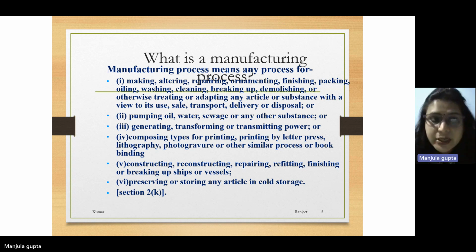Or third is generating, transforming, or transmitting power, or composing types for printing, printing by letterpress, lithography, photogravure, or other similar process, or bookbinding. Constructing, reconstructing, repairing, refitting, refinishing, or breaking up ships or vessels. Preserving or storing any article in cold storage, under section 2(k).